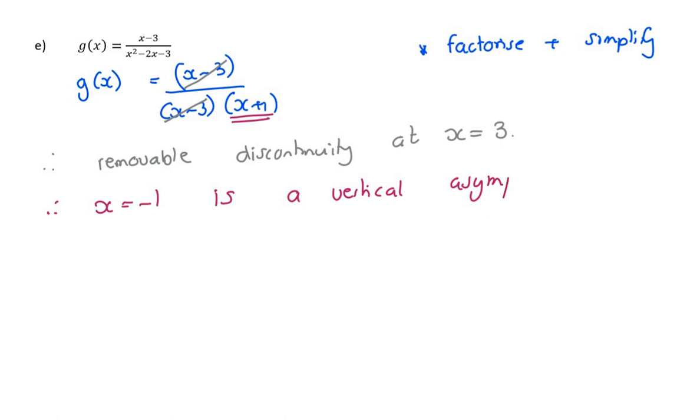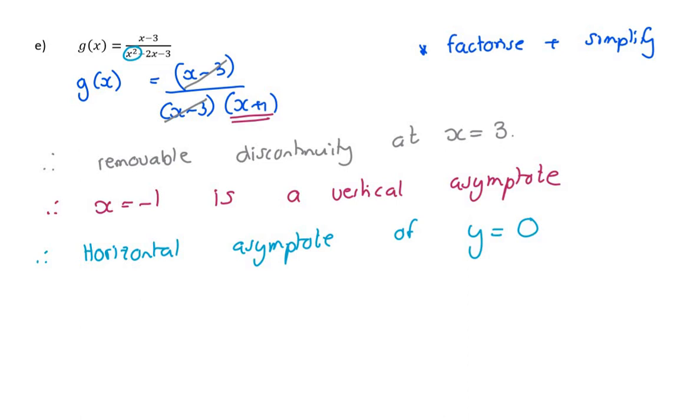And so lastly, do I have a horizontal or an oblique asymptote? Now here my degree is bigger at the bottom, so therefore I have a horizontal asymptote of, and this is going to be y is equal to something. Now I can pretty much cheat here and realize that if the degree is bigger on the bottom, you always get y is equal to 0 as your horizontal asymptote.